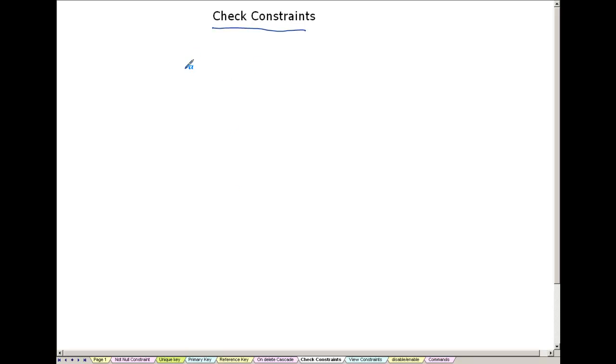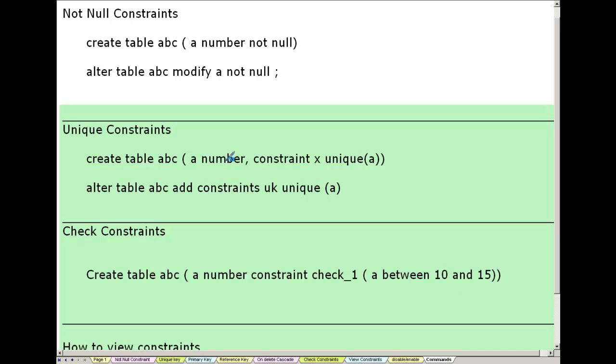Let's say I have this table ABC, and I have this column A, and I say that whenever you insert some value into A, check if that value is in between two numbers. So let's take a look at the check constraint command. If I do create table ABC, then I give a constraint, I say that A is between 10 and 15.